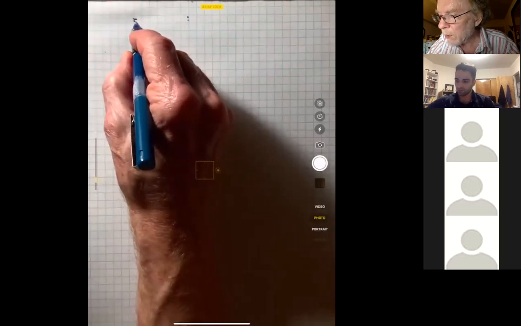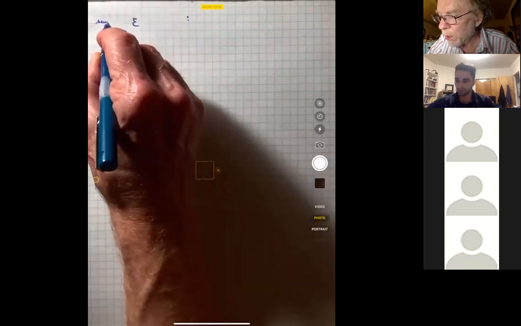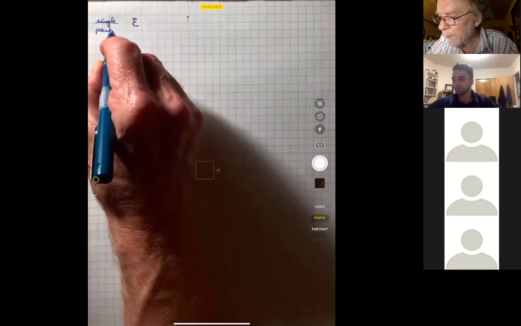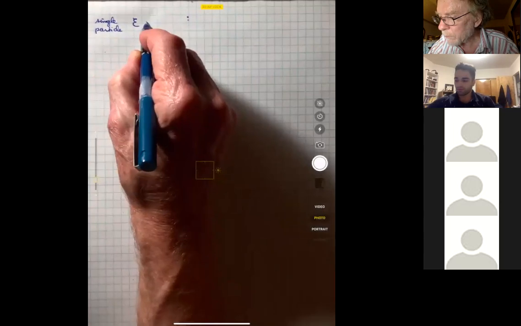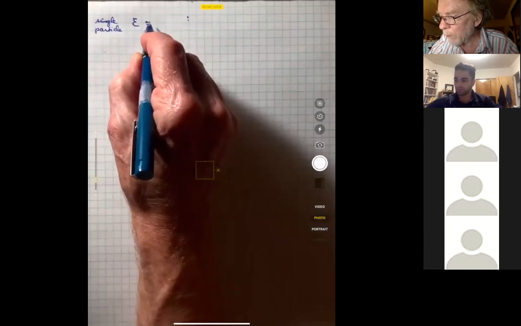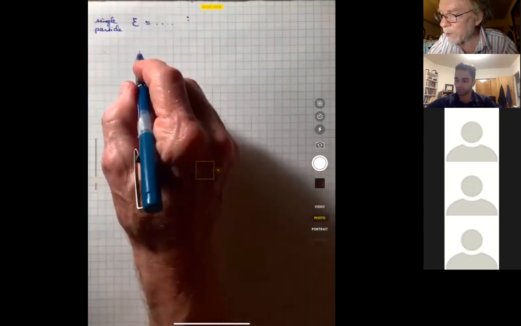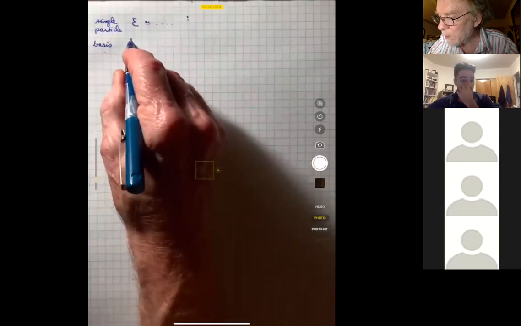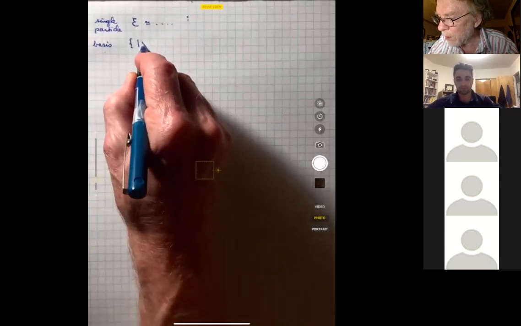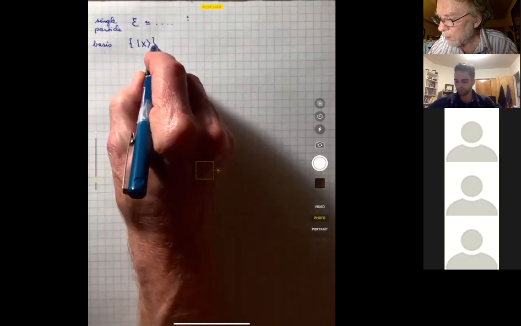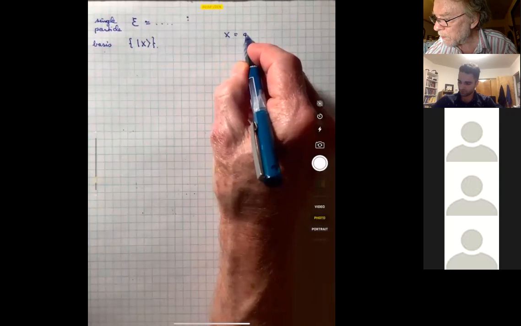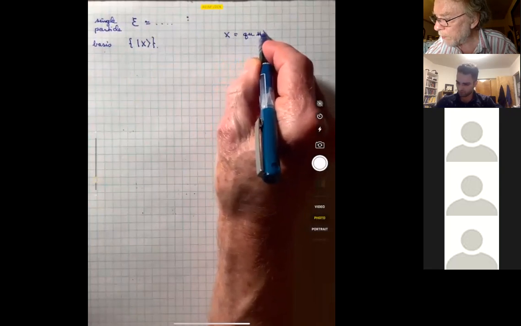Let me begin with a single particle Hilbert space, which I'll just call script E, like this. I won't say what this is. This is a single particle Hilbert space. Let me introduce a basis for this space. This basis is a collection of state vectors I'll call |x>, where x is equal to some collection of quantum numbers. Could be one quantum number, it could be more than one.